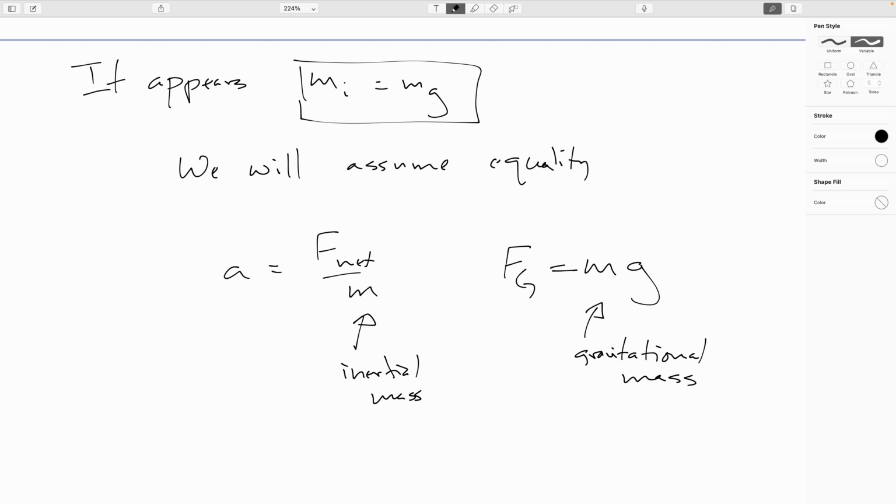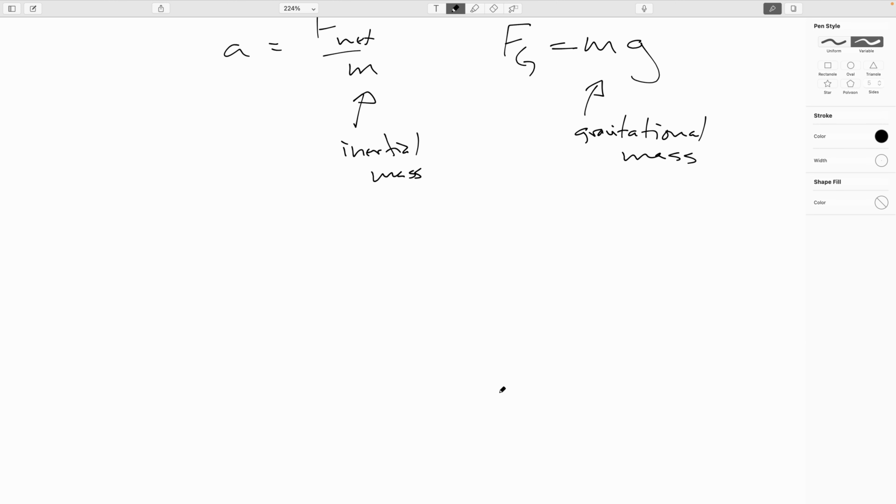So if we look at an object that's in free fall, let's revisit free fall. We remember that we said that the object was accelerating downward at 9.8 meters per second squared. So we can see where this is happening. If an object is freely falling, the only force acting on it is gravity. That's the definition of free fall.